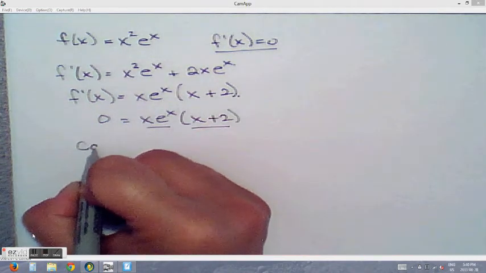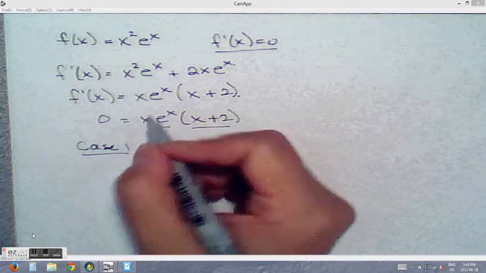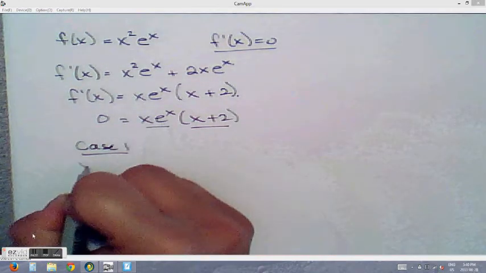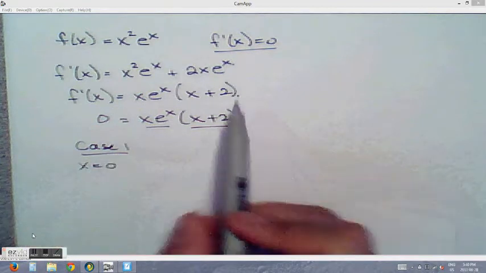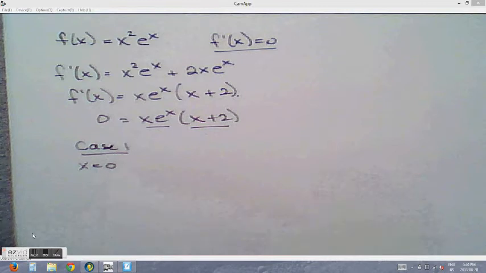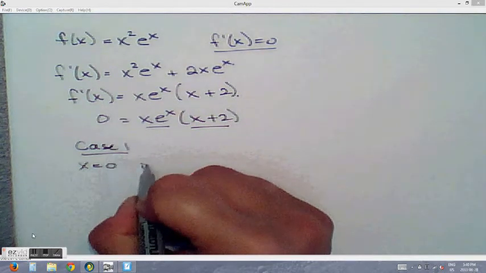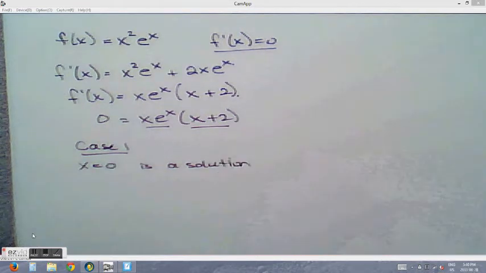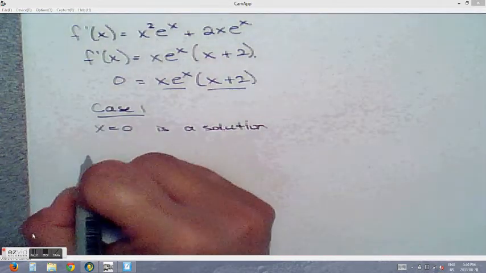So let's take a look at case 1. Because we have an x that multiplies everything, if x was equal to 0, the entire right side would also be 0. So x equal to 0 is a solution, and it is also a critical number.